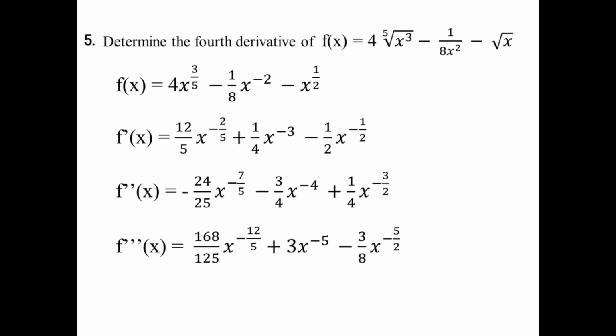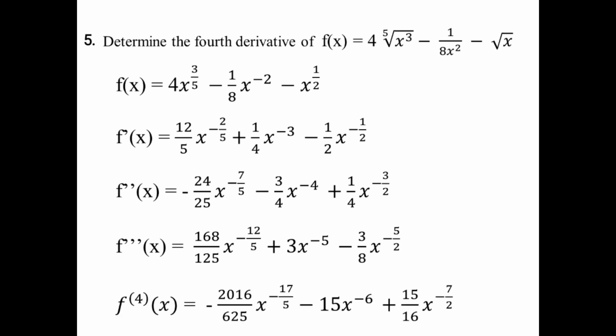So our third derivative will be 168 over 125 x raised to negative 12/5 plus 3x raised to negative 5, and then minus 3 over 8 x raised to negative 5/2. And now we're one step ahead. So we're going to look for the fourth derivative now.